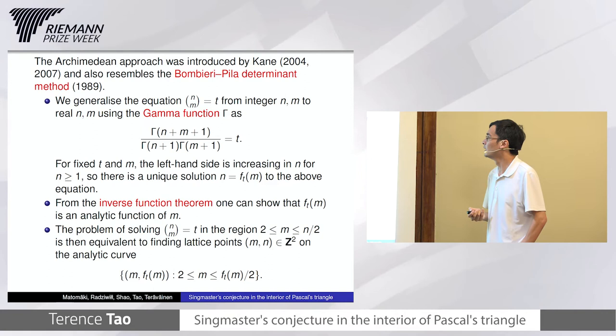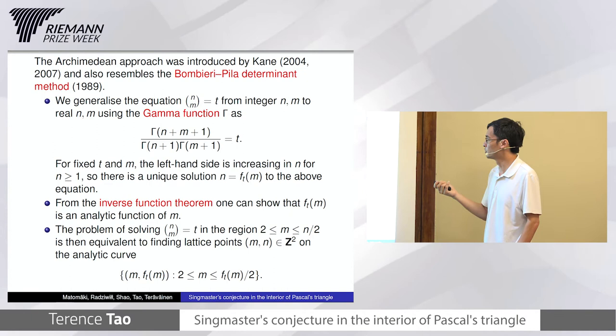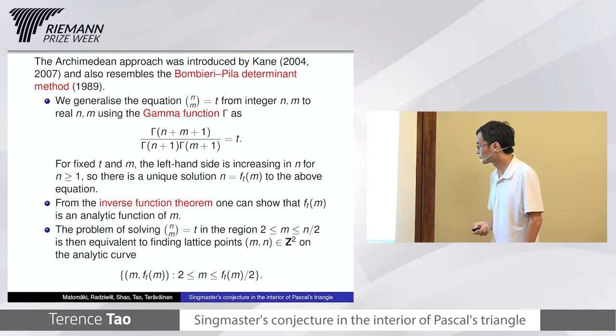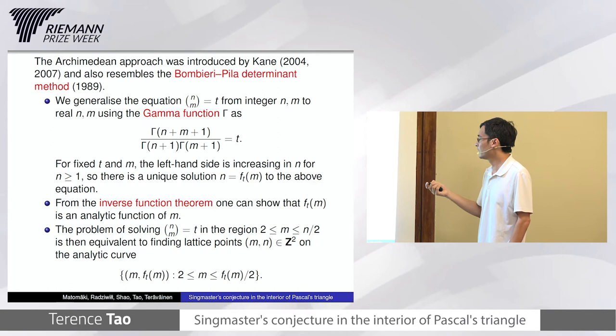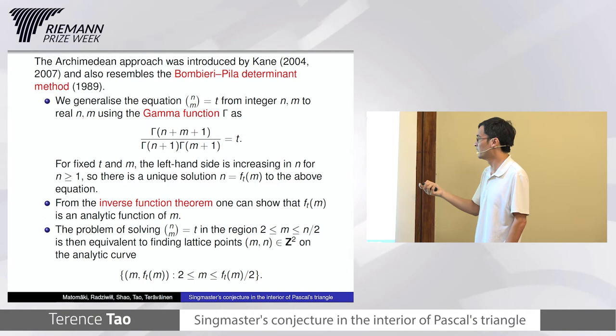You can generalize this equation from integer solutions to real solutions, and you get this transcendental equation here. And you can invert it using the inverse function theorem. What you find is that if you fix t and you fix m, there's exactly one n that solves this equation. So you can invert this equation, and you can write n as a function of m. And this function is transcendental. It doesn't have a nice closed form, but it is analytic.